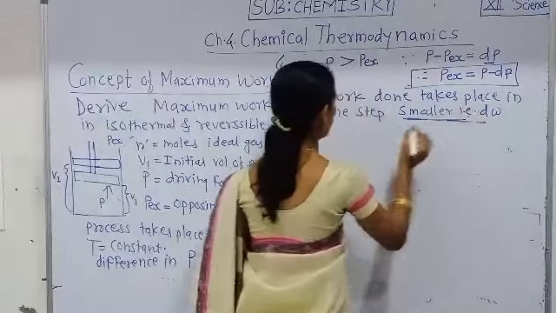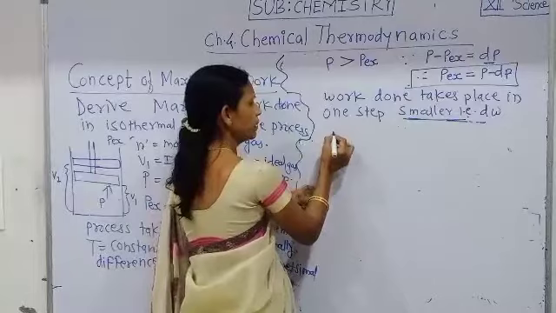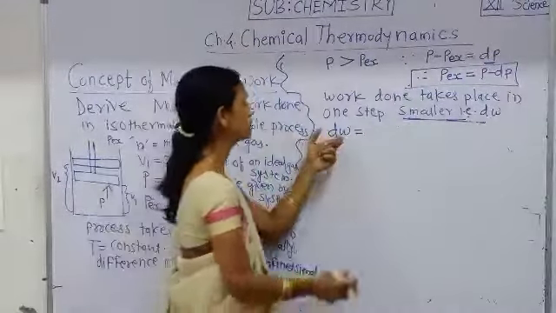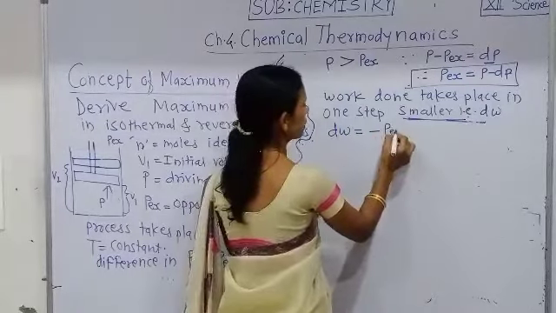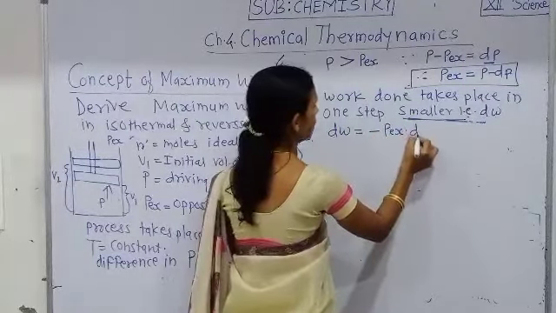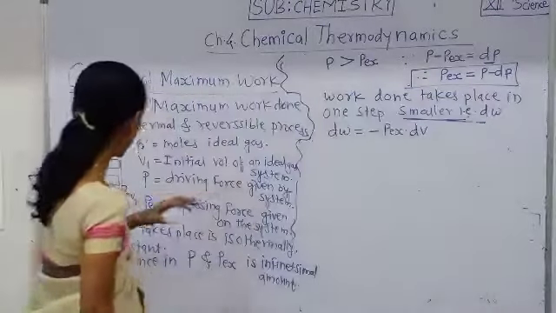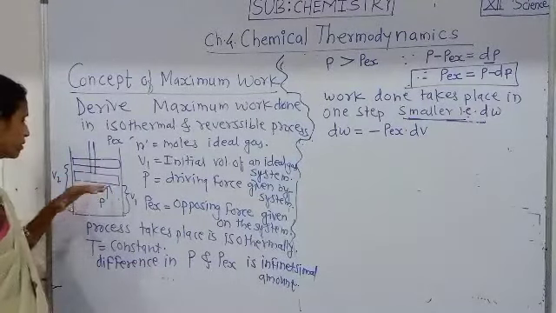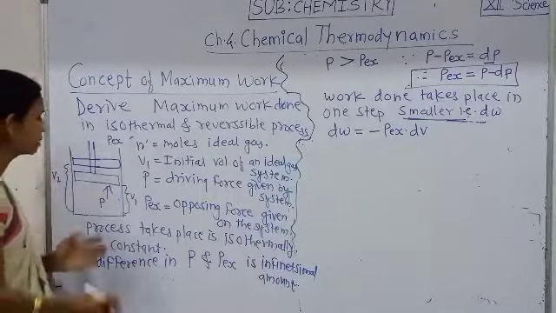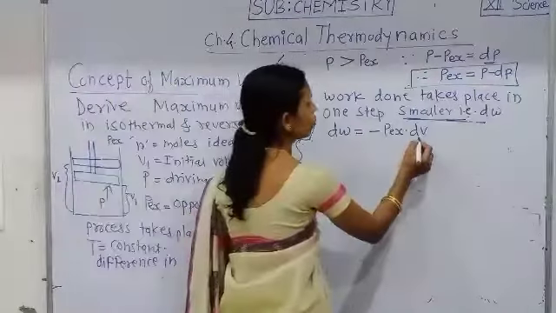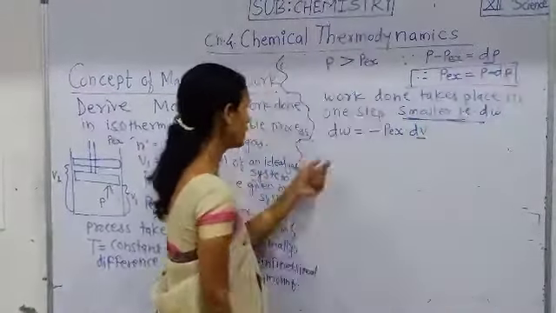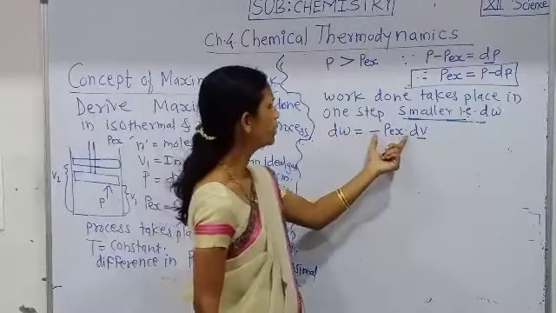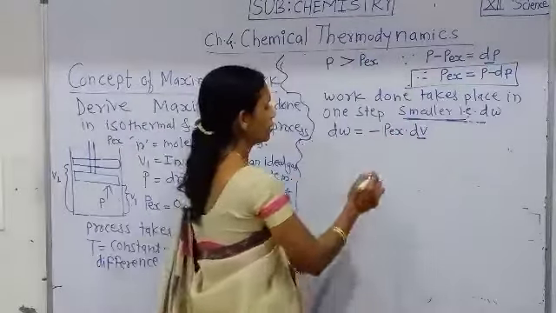Therefore, first of all, we can calculate the work done which takes place in that one step, that is dW is equal to minus Pex dV. As the work done here is smaller, the change in the volume is also very small, and therefore we get the work done in one step, that is dW is equal to minus Pex dV.